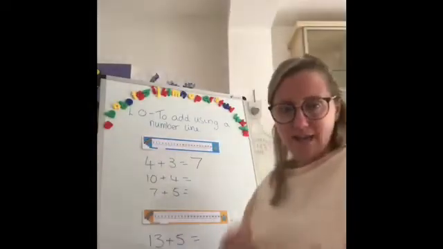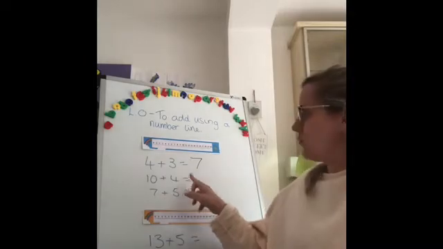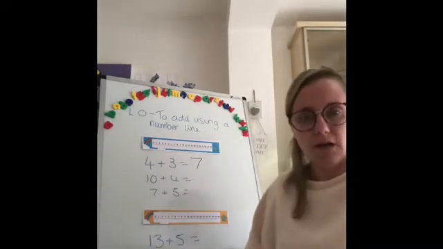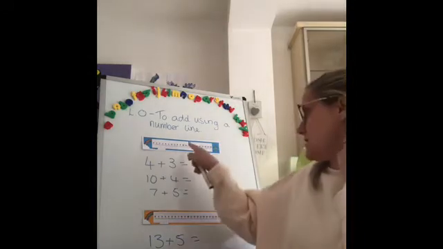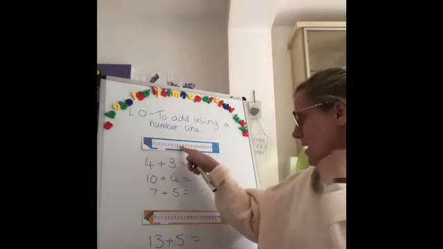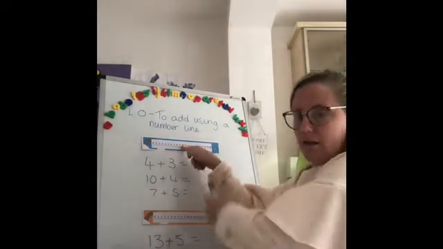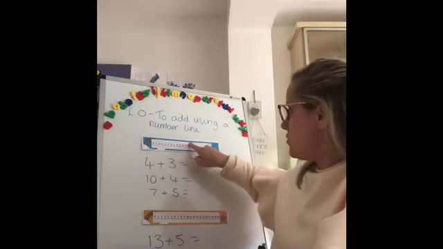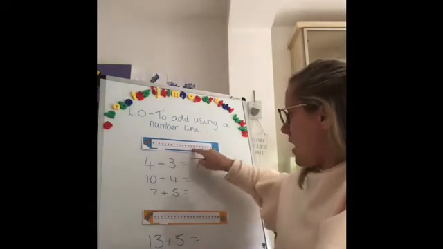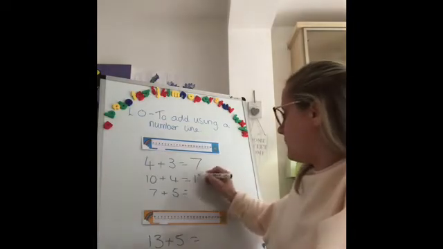Okay, so the next one says 10 add 4 equals. So this time, what number do we need to start on our number line? We need to start on 10. So find 10 on your number line, and we're going to make how many jumps this time? If you said 4, you're right. So 1, 2, 3, 4, and we've ended up on 14.